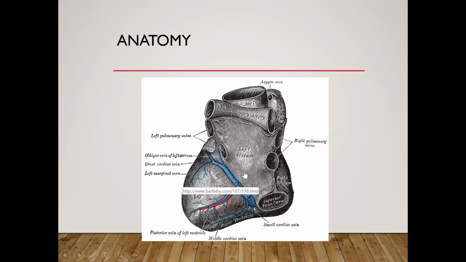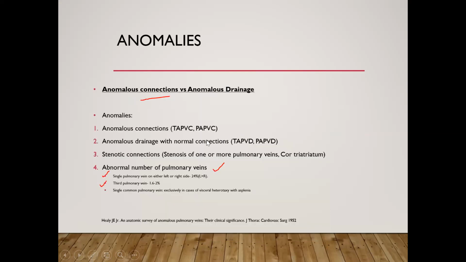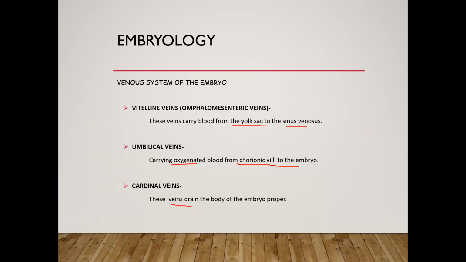This is the base of the heart, which is showing normal pulmonary veins on the left side and right side, which are draining into the left atrium. If you go for anomalies, it could be in the form of anomalous venous connections, or anomalous drainage with normal connections, stenotic connections, and abnormal number of pulmonary veins. These are the four major categories.